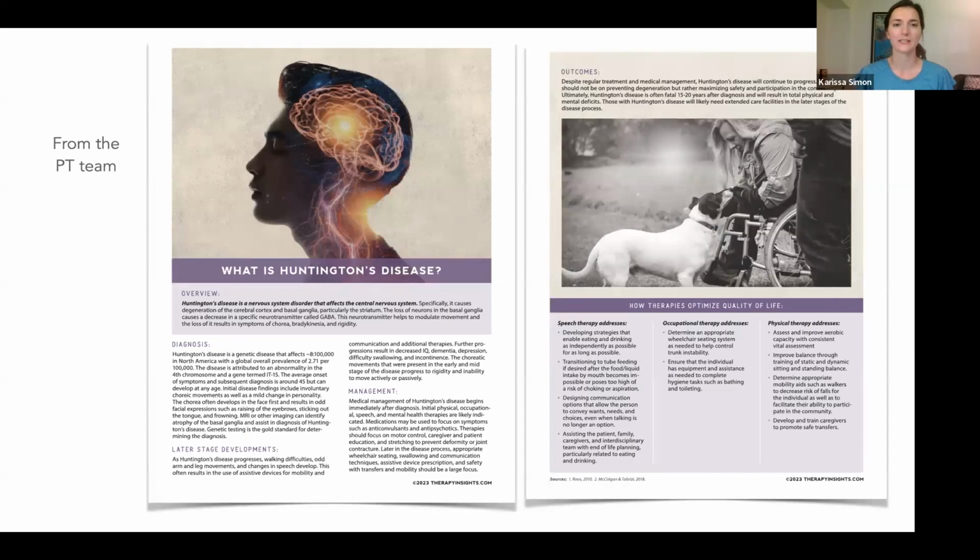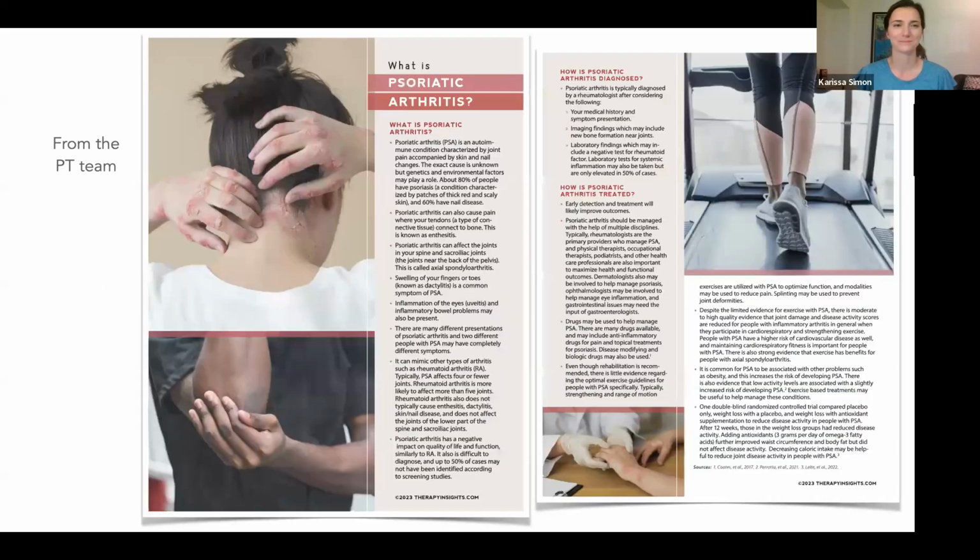And finally, we have what is Huntington's disease. It's a 2-page educational resource about what it is and management outcomes and how, as therapists, we can optimize the quality of life. And also, what is, Johnny or Megan, do you know how to pronounce this first word? It's Psoriatic arthritis. Psoriatic, thank you. Psoriatic arthritis. And it's also a 2-page handout, and it talks about what it is and how you diagnose it, how it's treated.